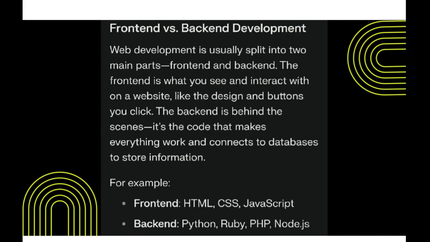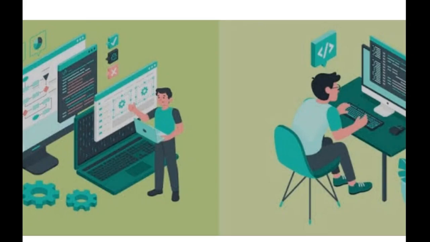For example, we have the front end, which consists of HTML, CSS, and JavaScript. HTML, CSS, and JavaScript are what we use to build the front end. It is everything you see, like the colors, the buttons, the writing, and thereabout. Then the back end is made with Python, Ruby, PHP, and Node.js. It's everything that makes it work, like the computer, databases, and thereabout.